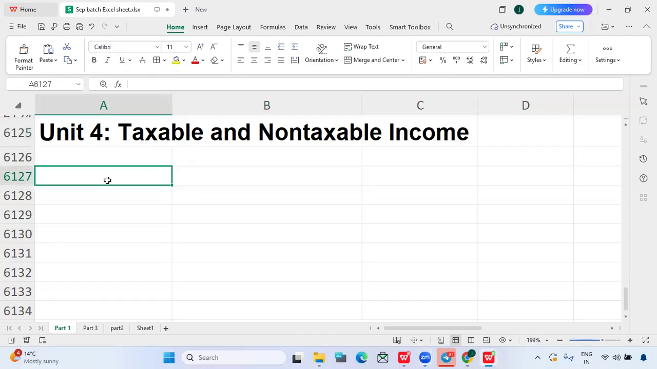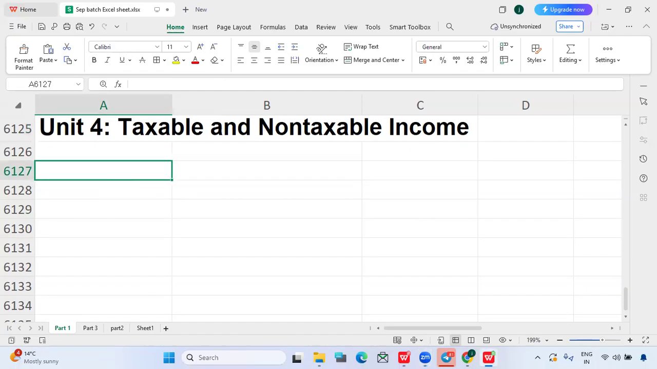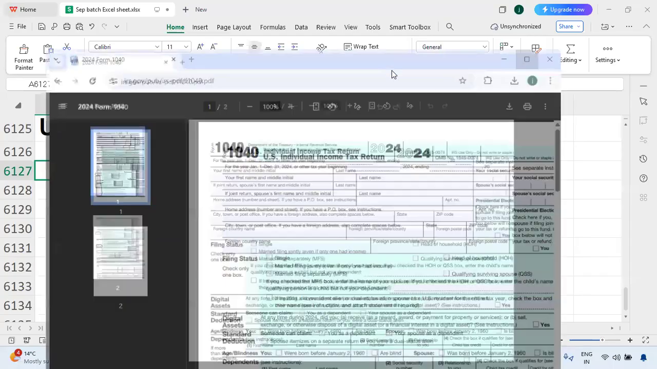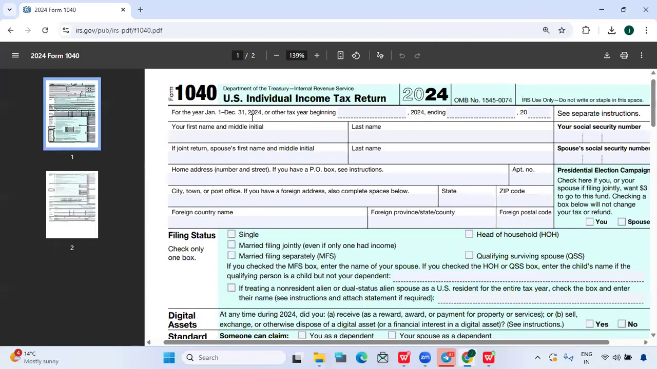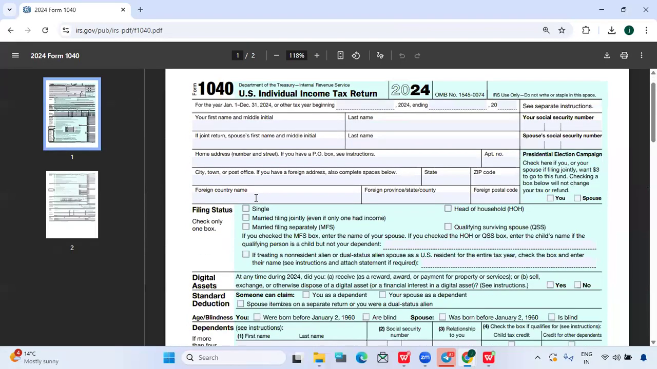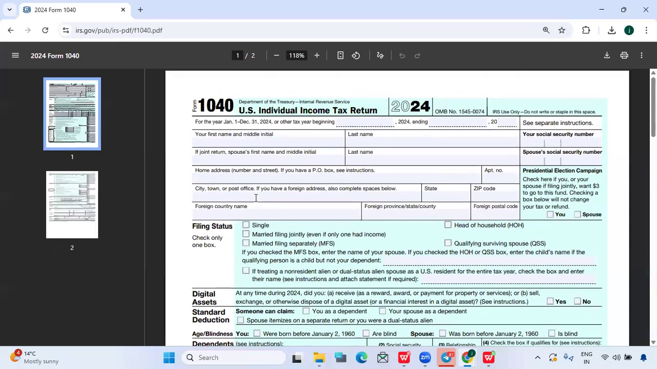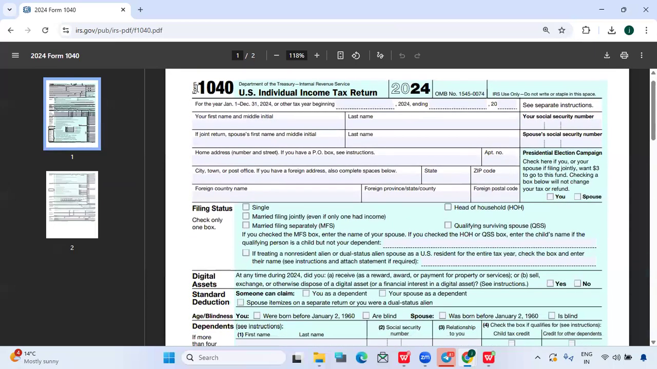And also today we'll start with taxable income and non-taxable income. Before going into that, let's see the Form 1040 quickly, and then we will go with Unit 4, taxable income and non-taxable income. So this is Form 1040. If you are already working on individual taxes, then you know this form. If you are not working on 1040s, then you can see this form.